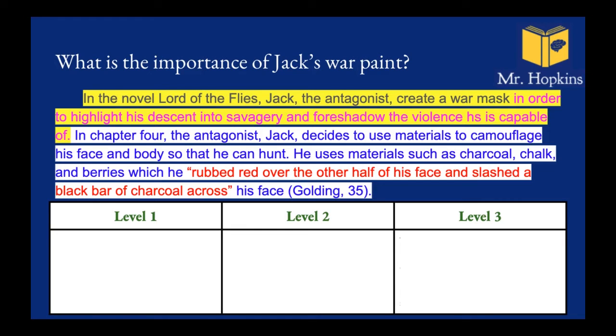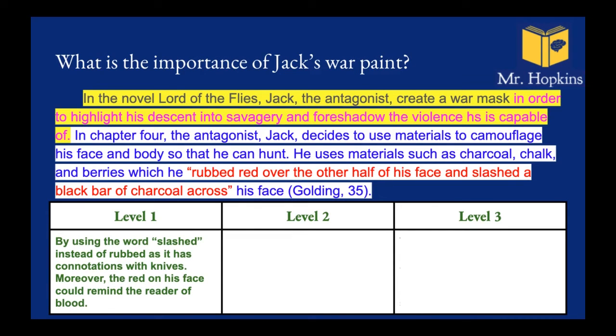Also, red is the colour of blood, and that might be important as well. He's got red on half of his face. So my level 1 analysis would be by using the word slashed instead of rubbed, as it has connotations with knives. Also, the red on his face could remind the reader of blood. Well, then what does this reveal about the whole? What does it reveal about the whole character?